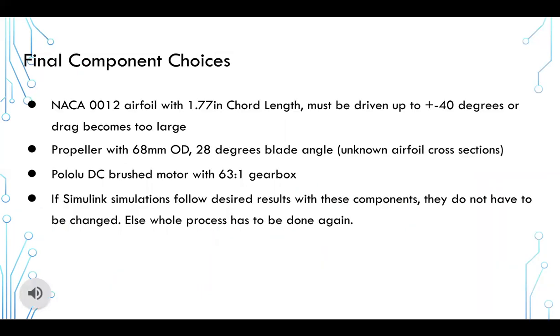After doing the simulations, the final components chosen were the NACA 0012 airfoil with 1.77-inch chord length, a propeller with 68 mm overall diameter, and a Pololu DC motor with 63:1 gearbox. If the Simulink simulation shows good results, then these components are good enough.